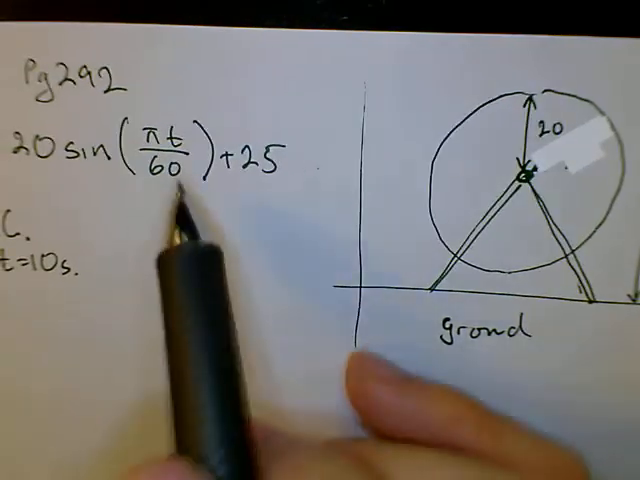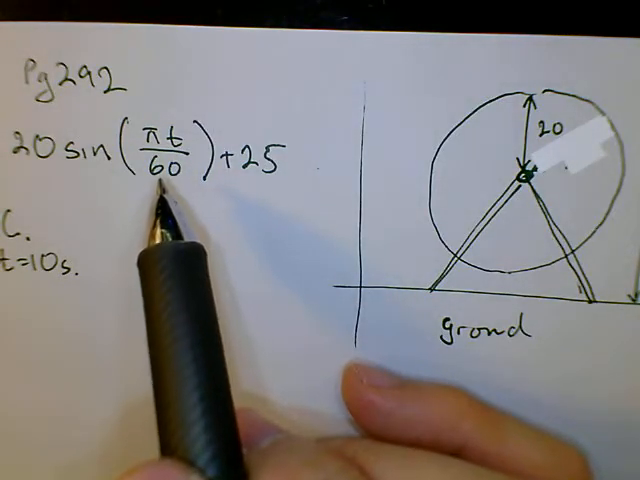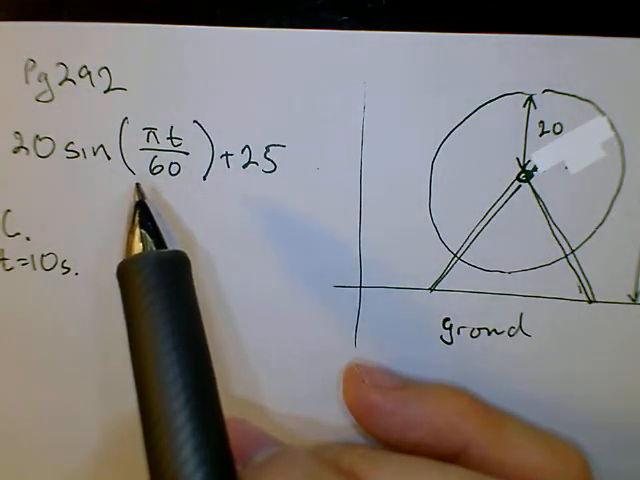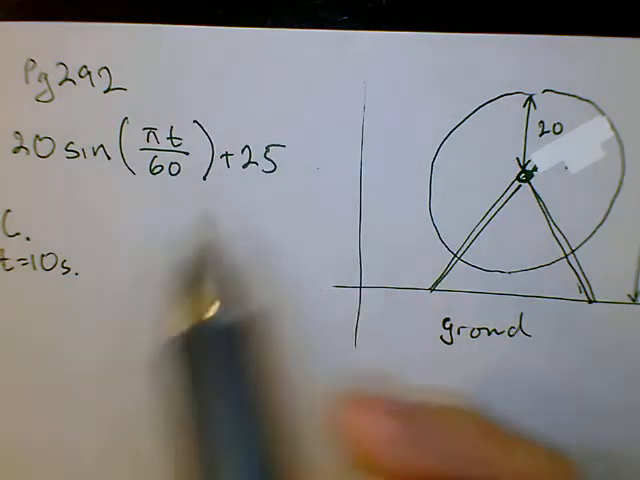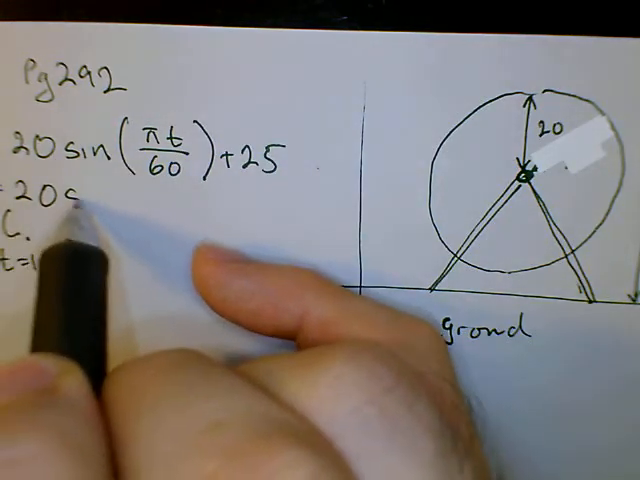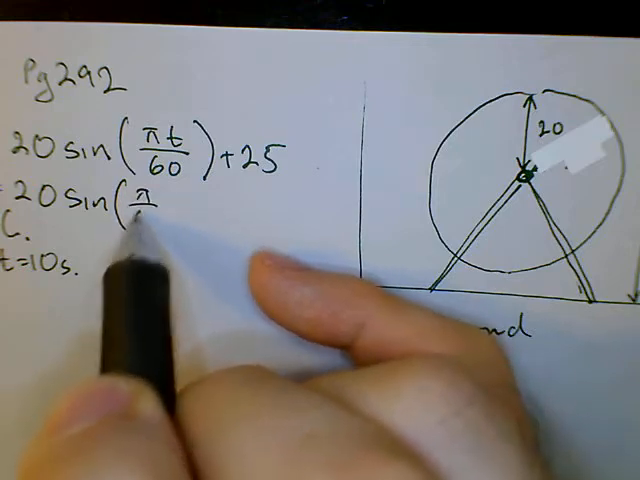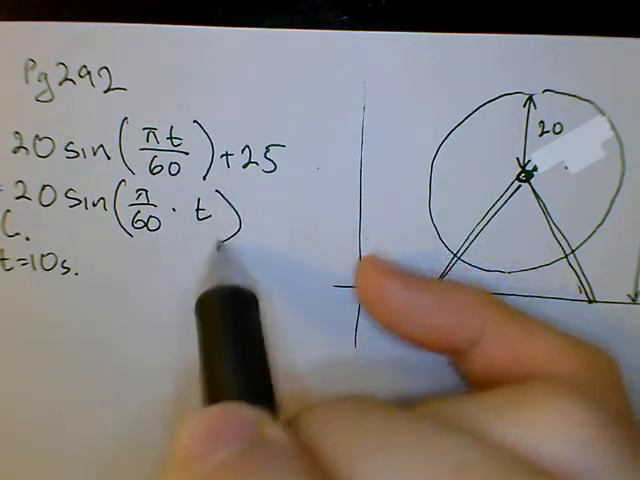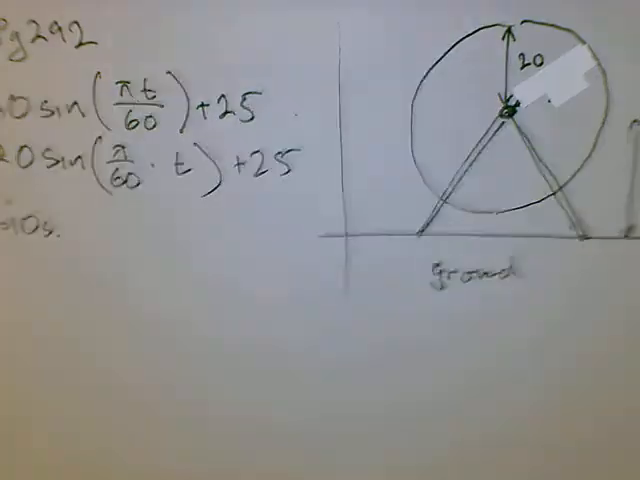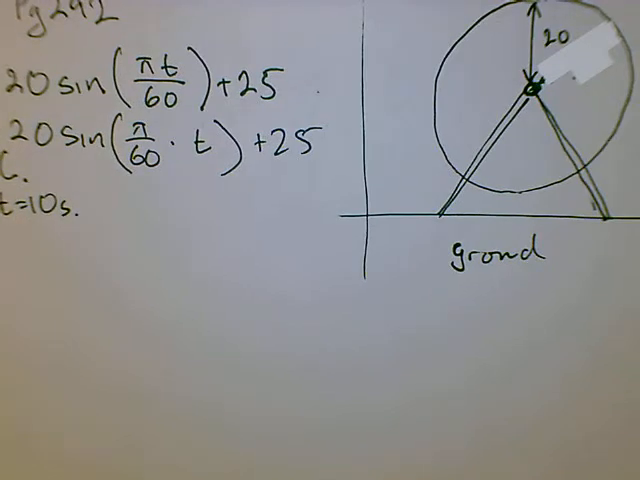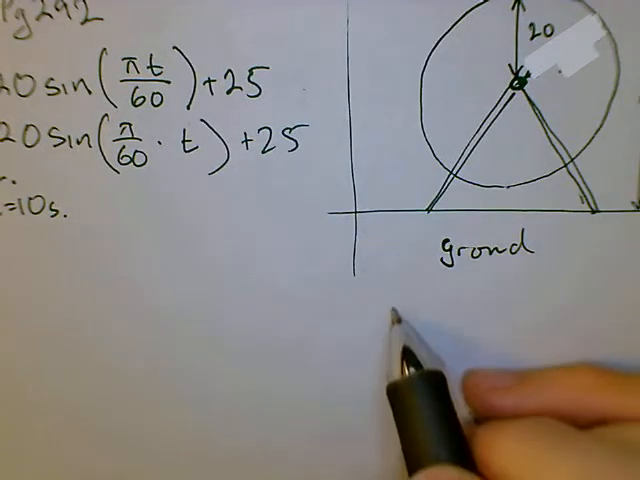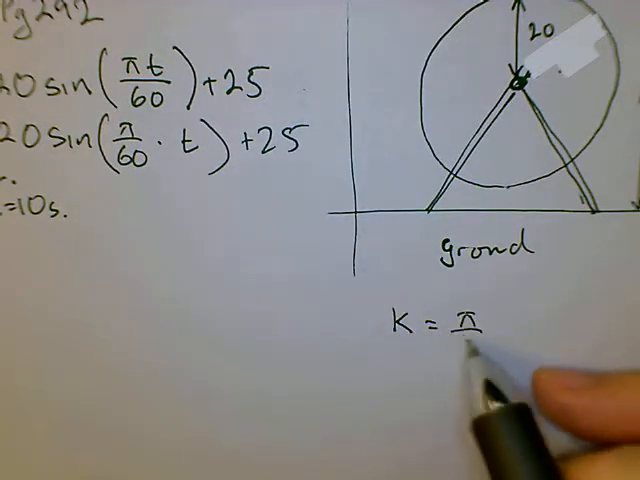Lastly, what does that last little piece tell you about the Ferris wheel? Maybe I can rewrite it. How about that? What letter is that? It's inside the function. It's a K. What does that mean? How fast it goes through a full circle. Yeah. K is pi over 60.